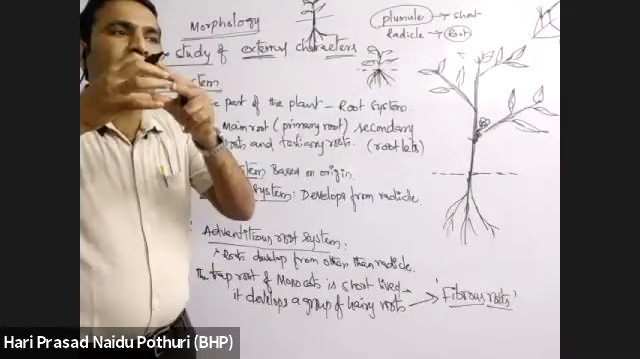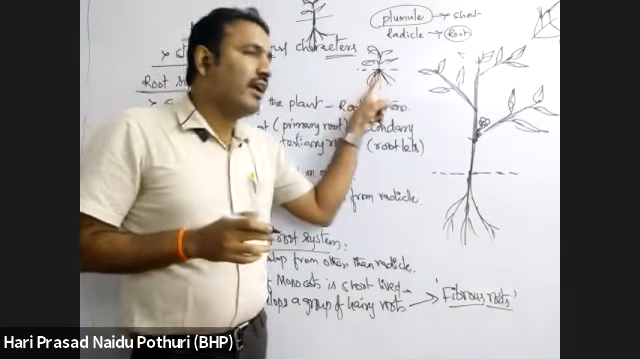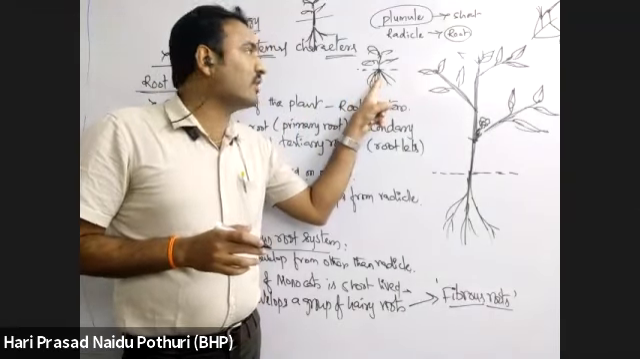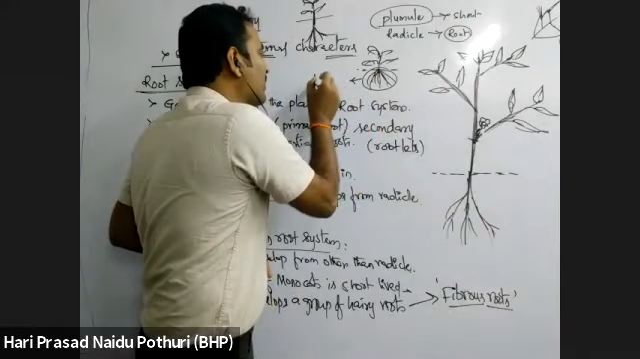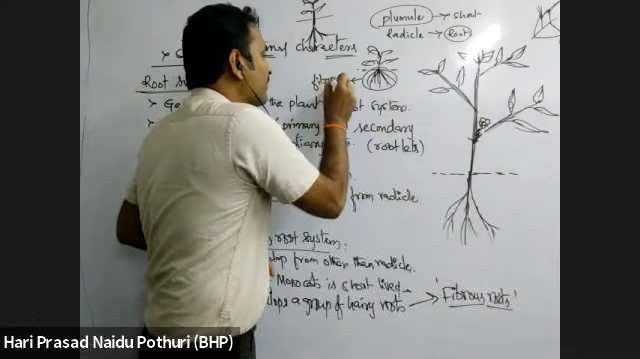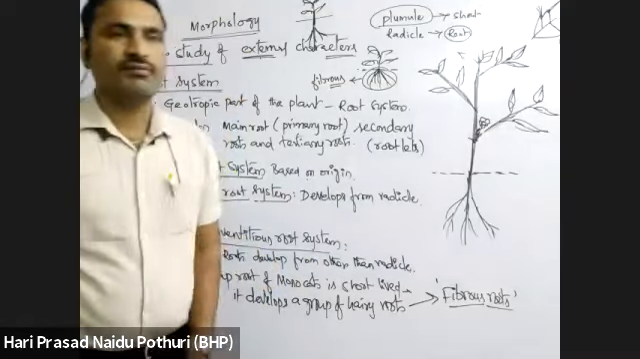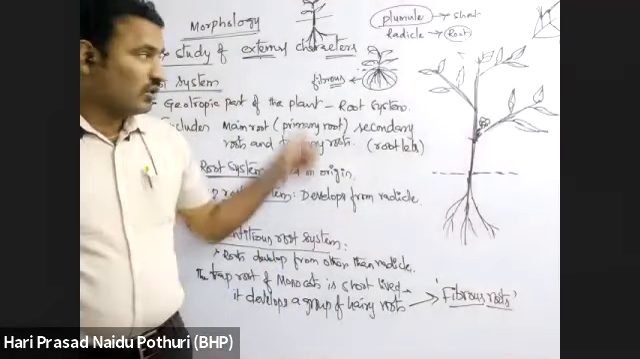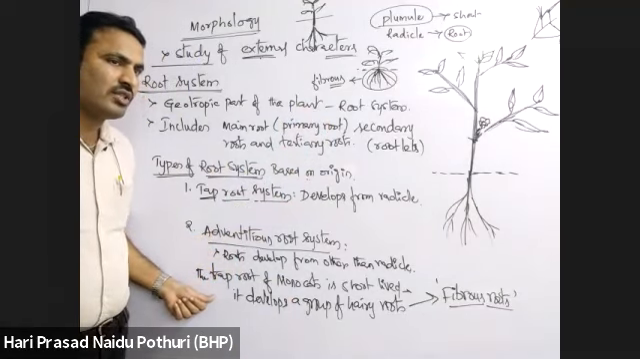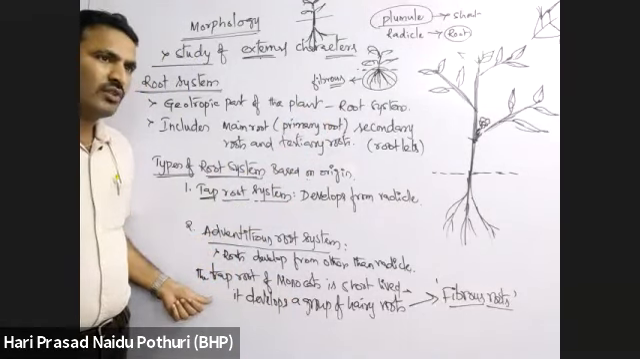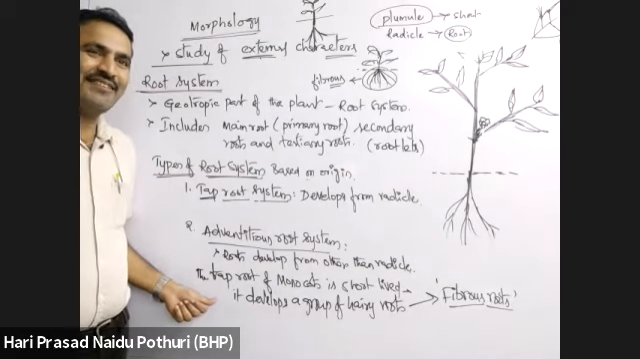More number of hairy roots are produced in the place of the taproot after the degeneration of the taproot. So this group of roots all together is called what? Fibrous. Okay. So is there any difference between fibrous root and adventitious roots? No. Is there any difference or not?